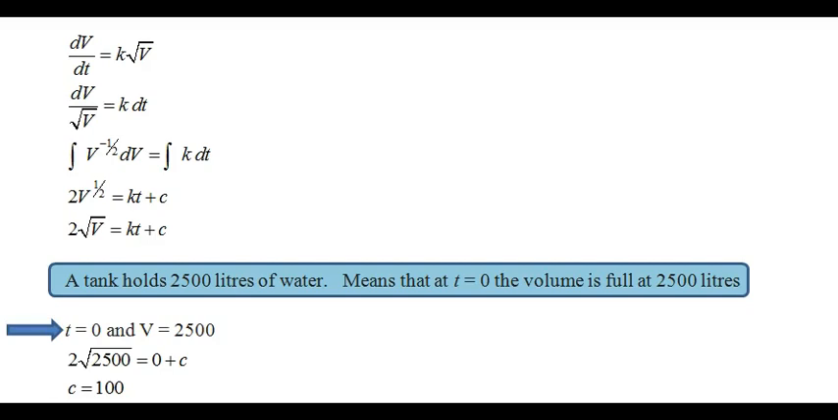To work out our constant c, we need to go back to the question, and there was that sentence there, the tank holds 2,500 litres of water. So at time 0, it's full, t equals 0, V equals 2,500. And when we substitute that in, t equals 0, so kt is 0, and we get c equals 100.